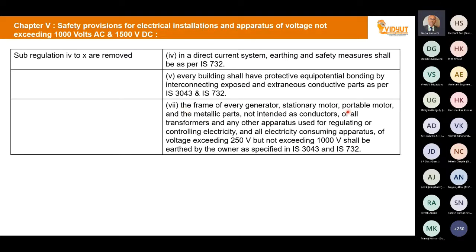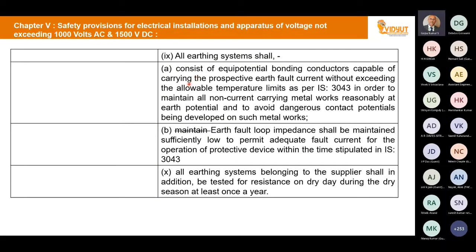Now, the frame of every generator and motor shall be earthed as per IS 3043 and IS 732. All of you know that in figures 38, 39, 40, 41 of IS 3043, the generator earthing, including neutral, is given. You can refer to those pictures. Now, all earthing systems shall have, first, an equipotential bonding conductor, a conductor to carry 100% fault current. Number B, please read it very carefully. Earth fault loop impedance shall be maintained sufficiently low to permit adequate fault current for the operation of the protective device within the time stipulated in IS 3043.